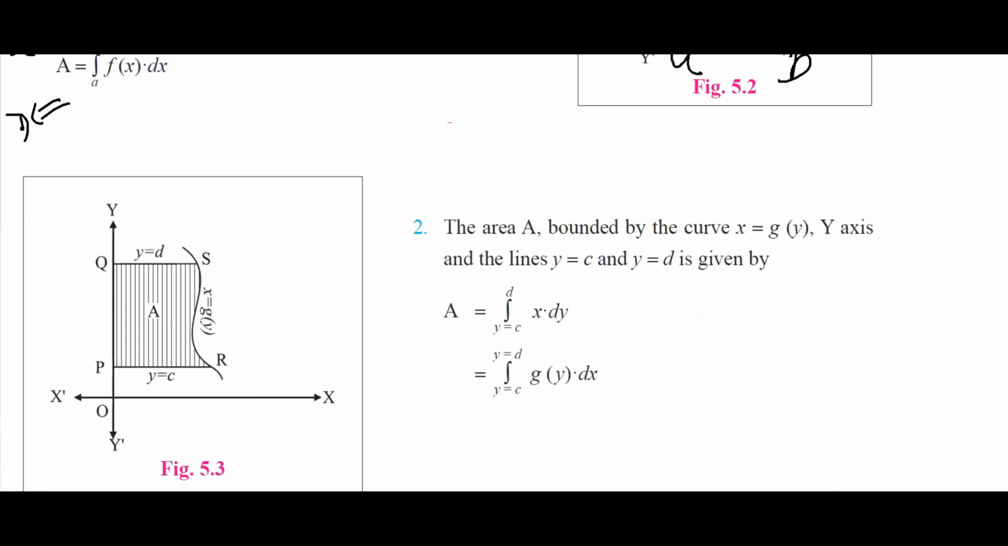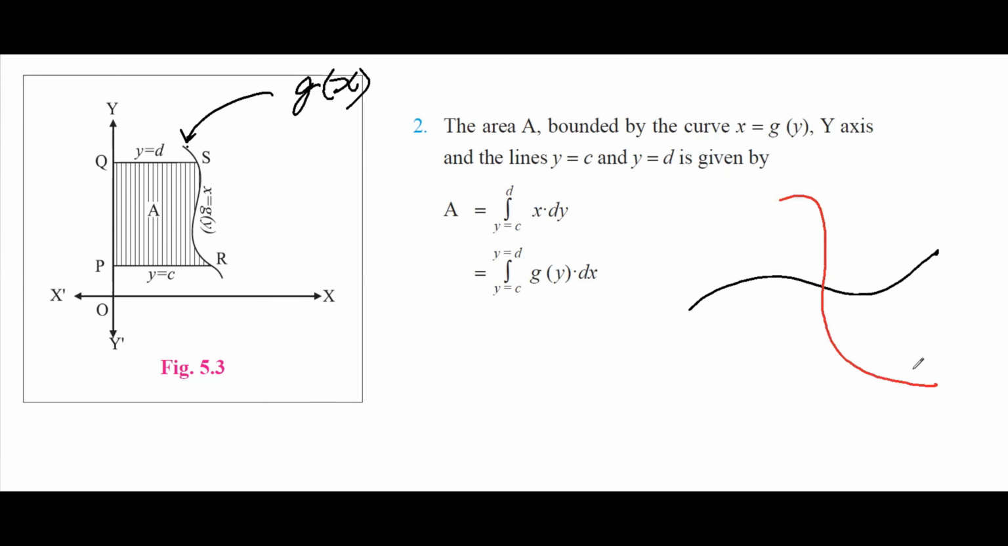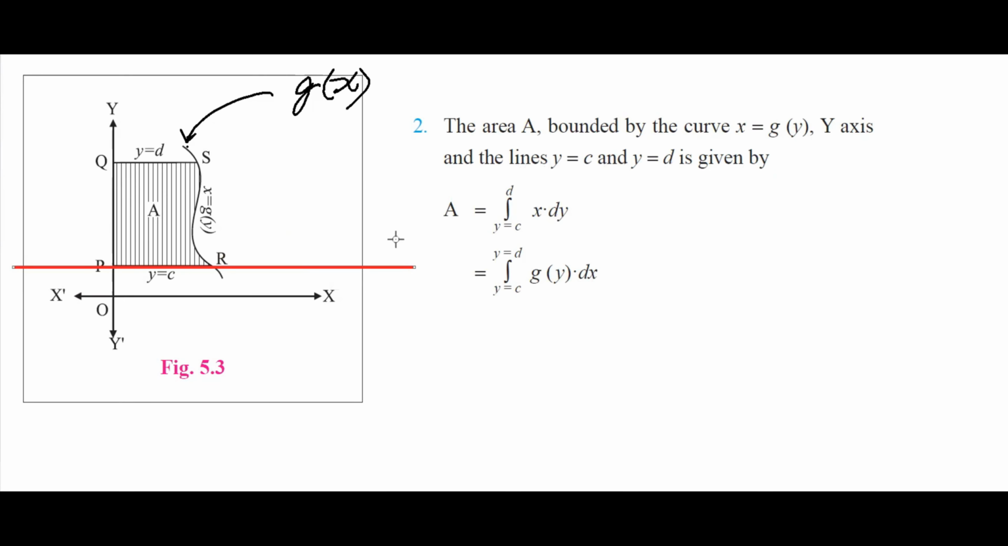Now next second part, it says the area bounded by the curve y is equal to g of x. So here the curve is g of x. It is a little different. f of x was like this, g of x is not like this, g of x is something like this. The y axis and the lines y is equal to c and y is equal to d are given. What is the lower limit? This is the lower limit. And what is the upper limit? This one is your upper limit.